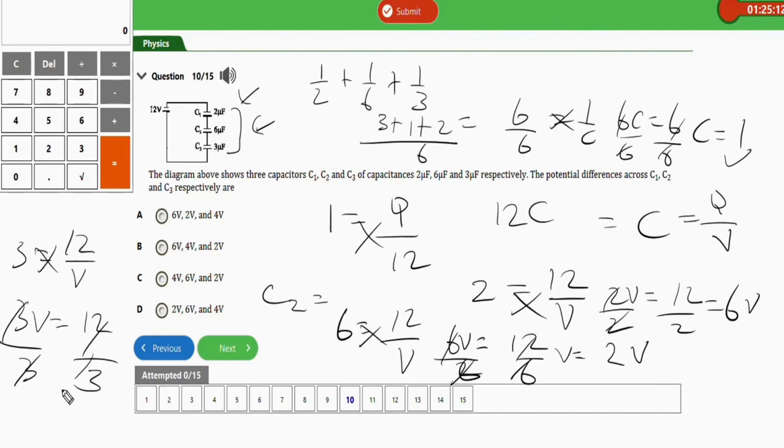So this will give you what, 4 volts. So this shows us that when C1 is 6 volts, C2 is 2 volts, and C3 will be 4 volts. The right option is option A. That's it for this question. Let's wipe this now, solve the next repeated question.